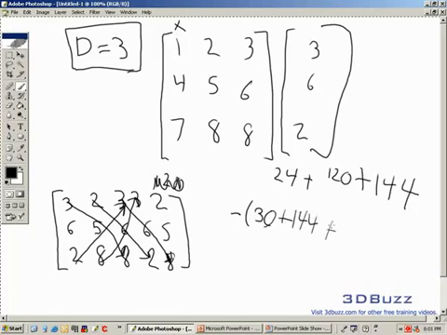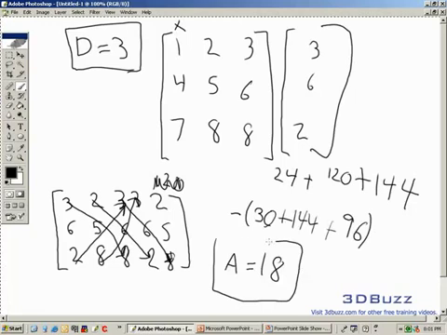Plus 8 times 6 times 2, which is 96 this time. 12 times 8 is 96. And if you work all that out, you'll get A is equal to 18. I hope. In any case, you have A is equal to 18 and D is equal to 3. So now you just divide the two.